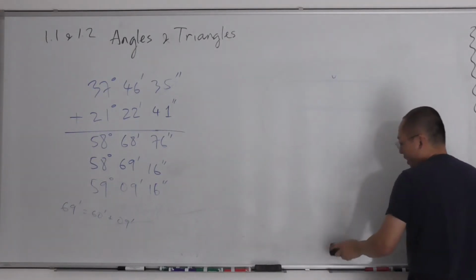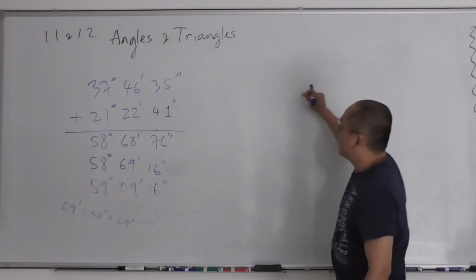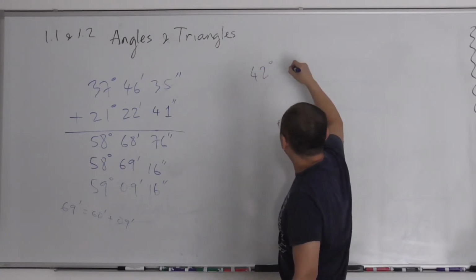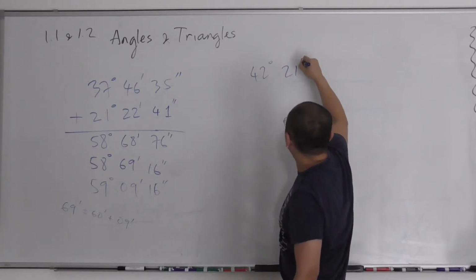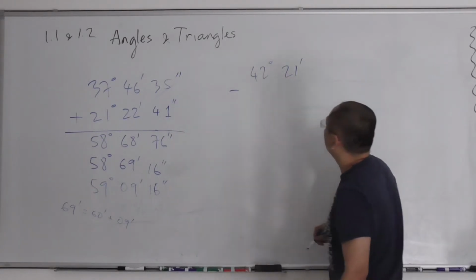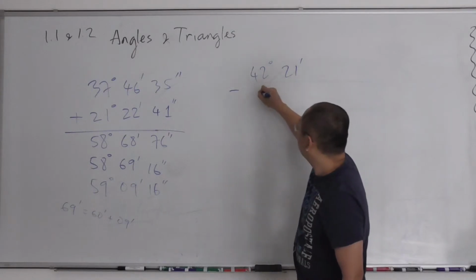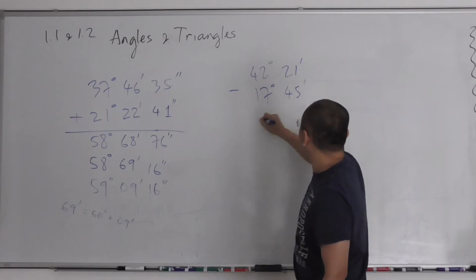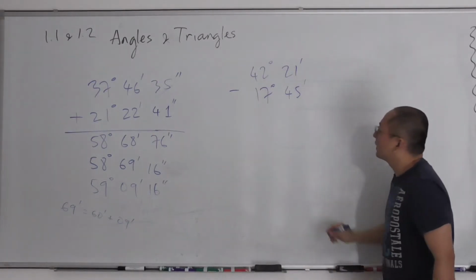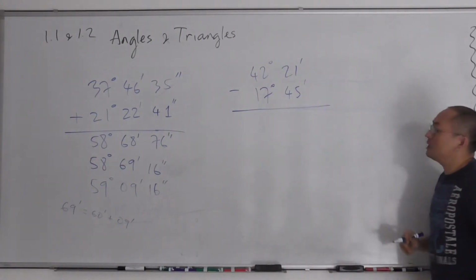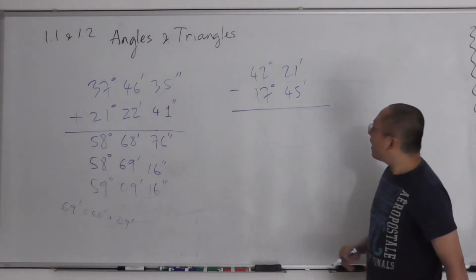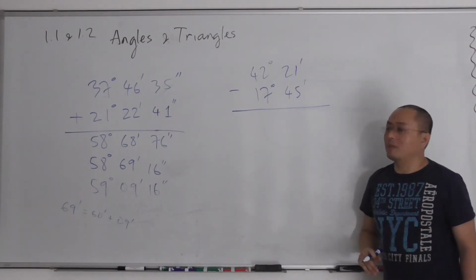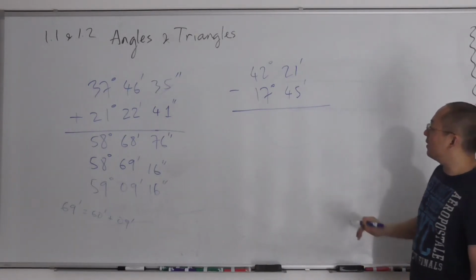Now let's talk about subtraction. Say I have an angle of 42 degrees, 21 minutes, and I subtract 17 degrees and 45 minutes. The idea is pretty similar, but now we're kind of going backward. It's got 21 minutes, and we try to subtract 45 minutes. Obviously, 21 is less than 45.